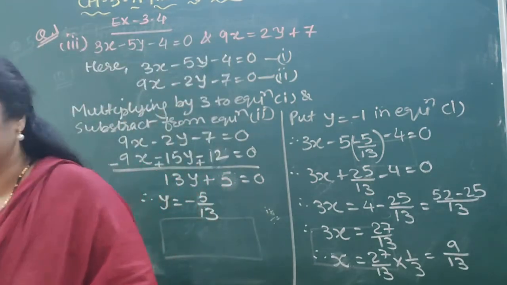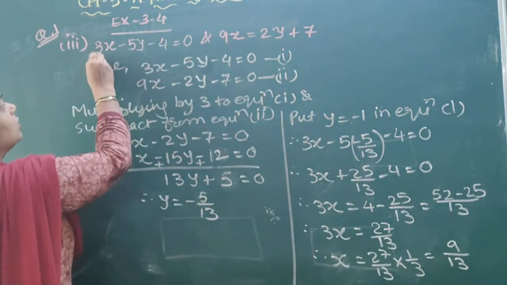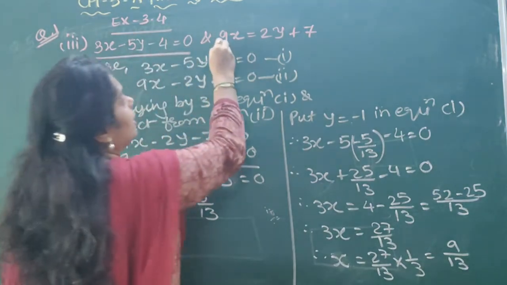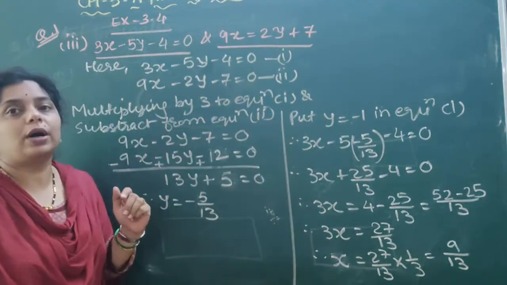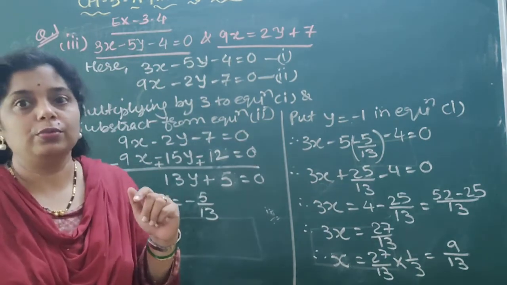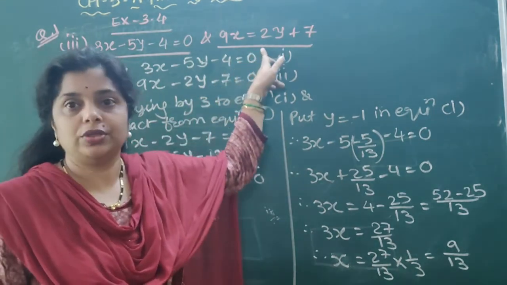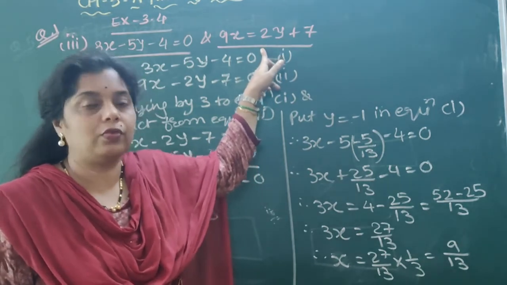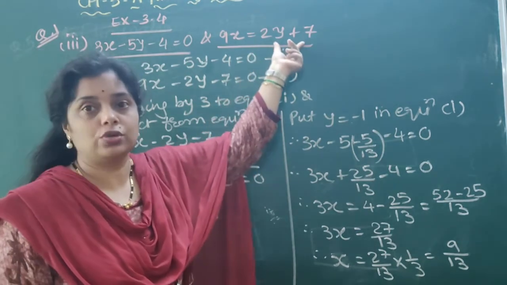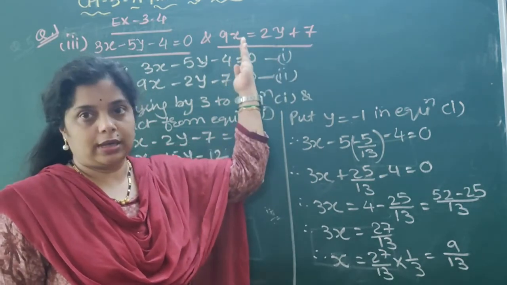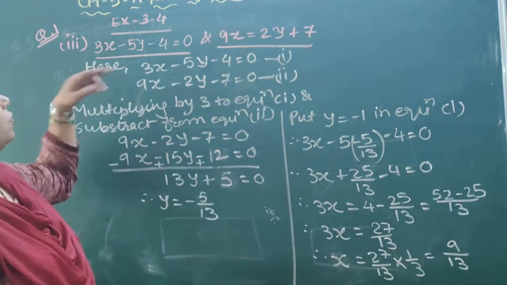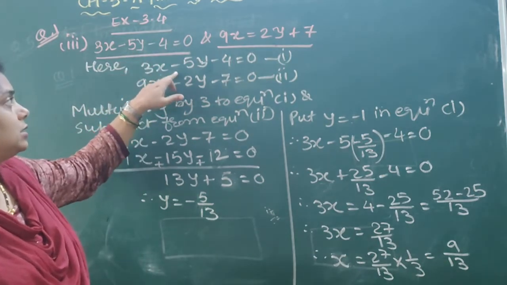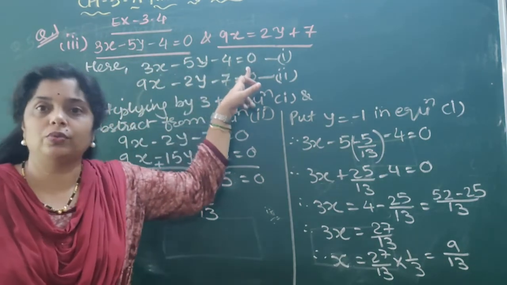In the third, it is given that the equations are 3x minus 5y minus 4 is equal to 0, and 9x is equal to 2y plus 7. To convert the second linear equation into the standard form, we have to take these two terms to the other side. First of all, we write this equation as it is: 3x minus 5y minus 4 is equal to 0.